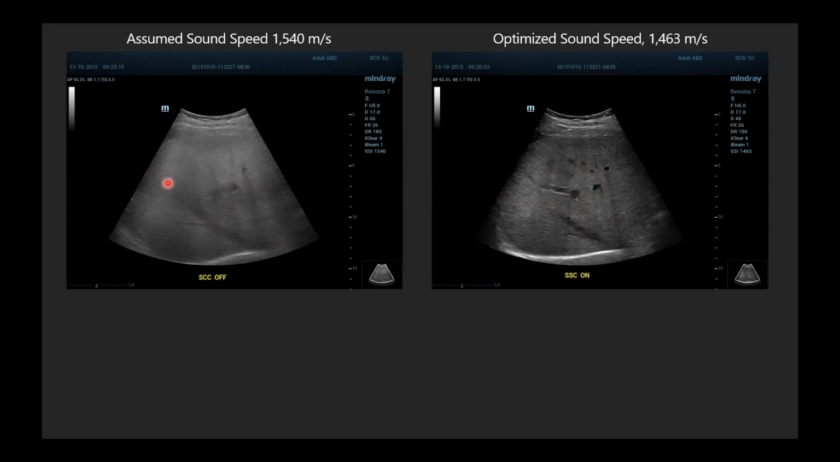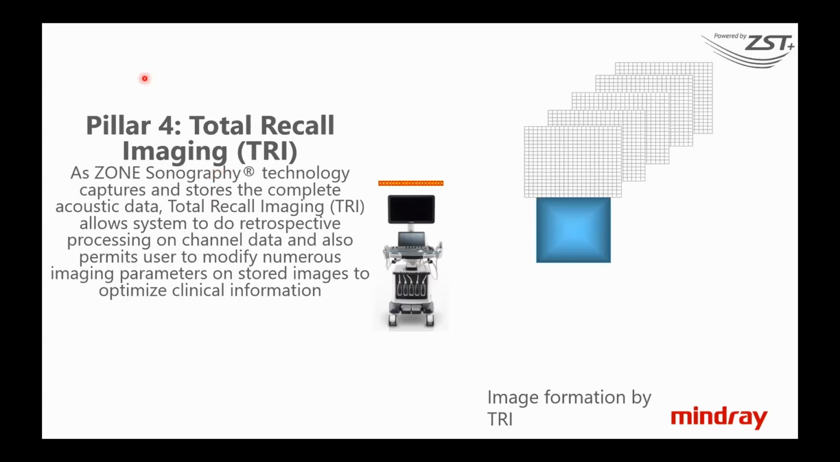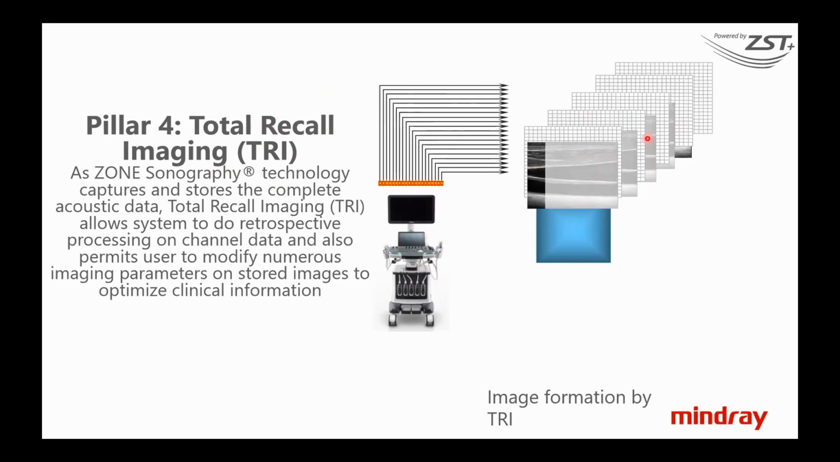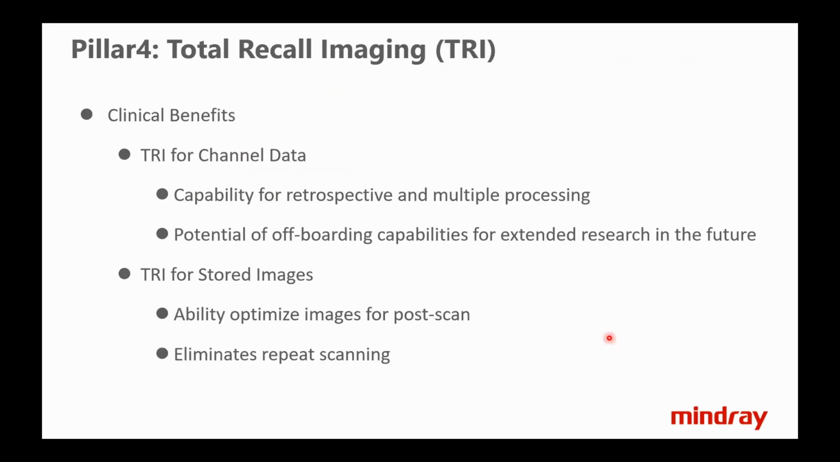Okay, let's go. The last one of the parameters of ZST is total recall imaging, TRI. Okay, let's see how image formation is done by TRI. Here the ultrasound is focused in zones. For the first one, focus in the first zone. Second, focus only on the second zone. Then they are collected together to be in one image, as we said.